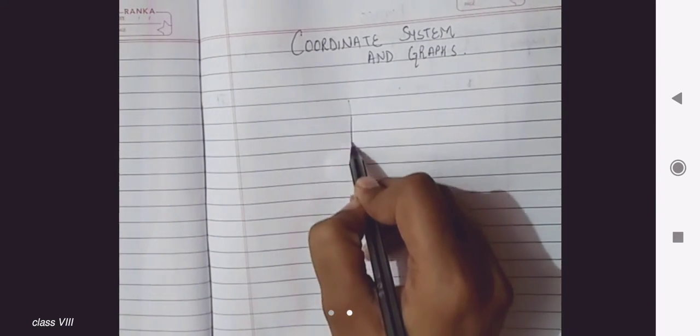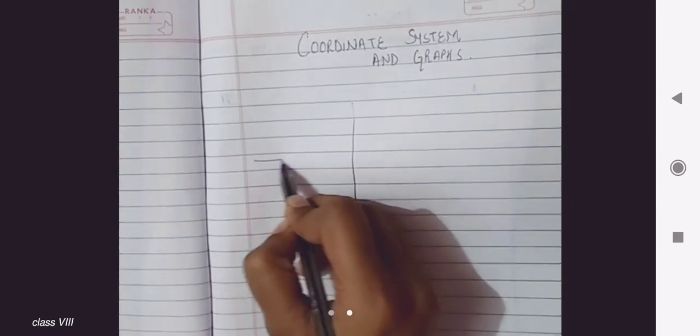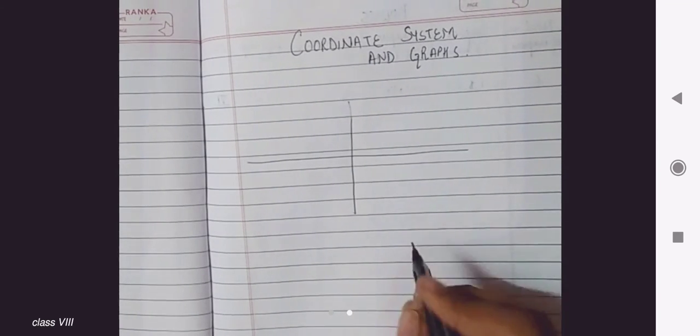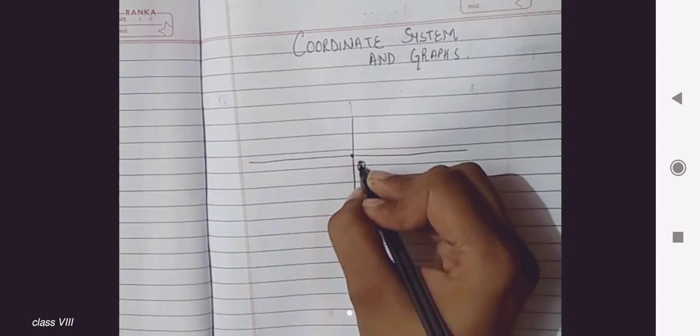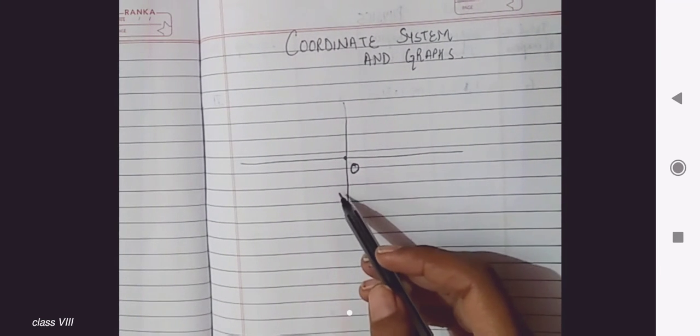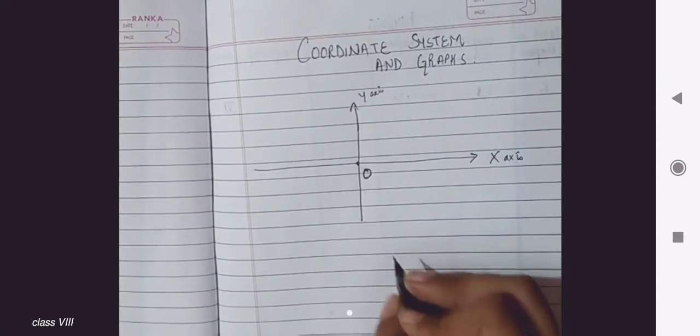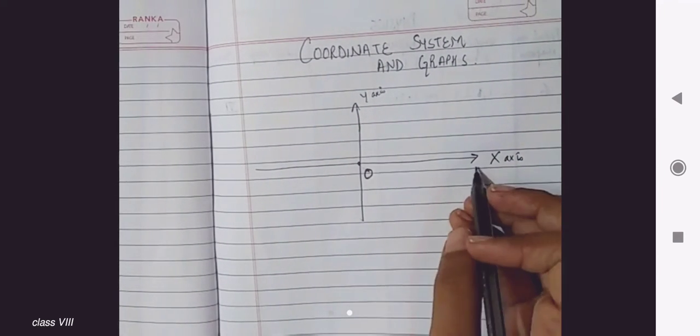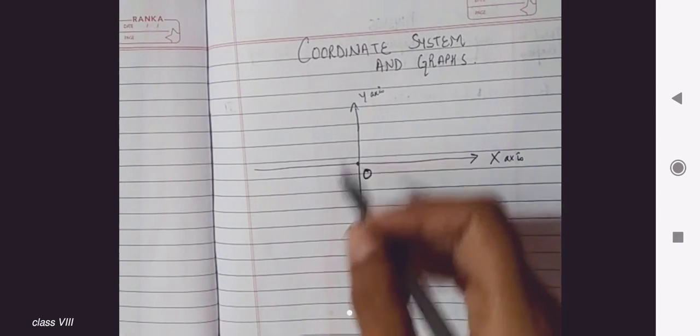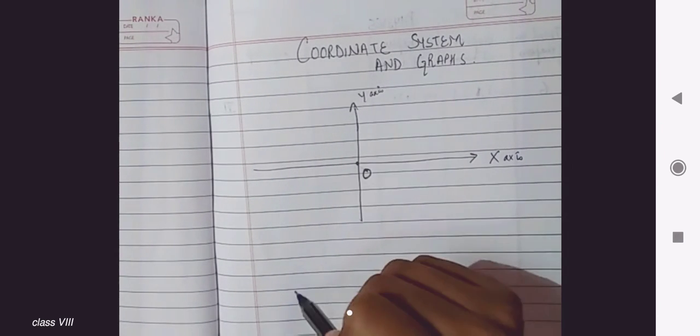As you can see here, this is how you will make your coordinates, and in the middle the origin is there. This center point O is known as the origin, and these lines are known as coordinate axes. This line is the positive x axis and this line is the positive y axis. If you are going to the right hand side, it is the positive x axis. If you are moving upward, it is the positive y axis.